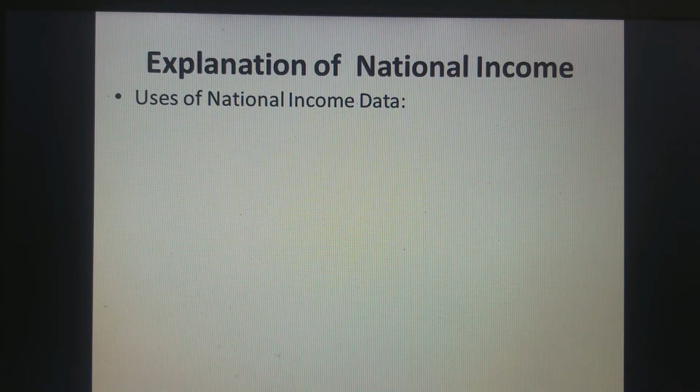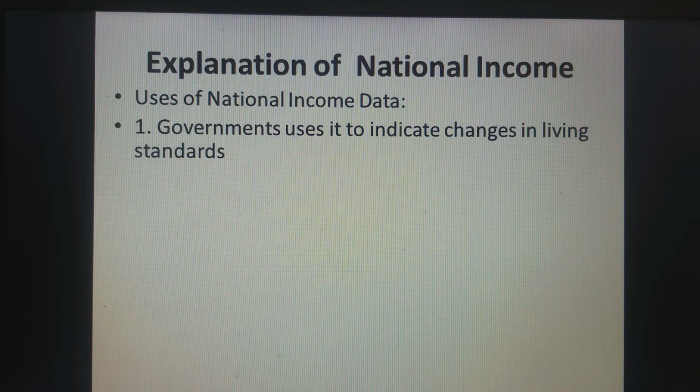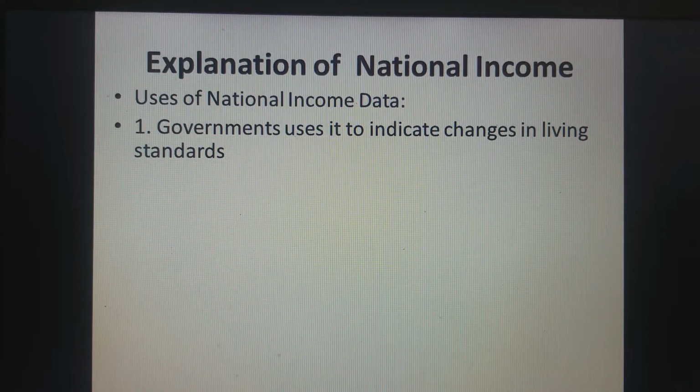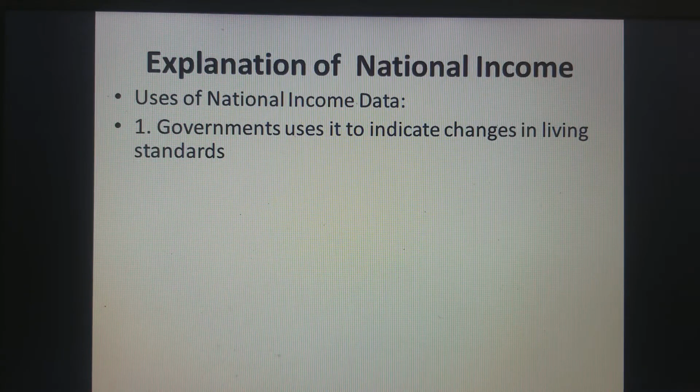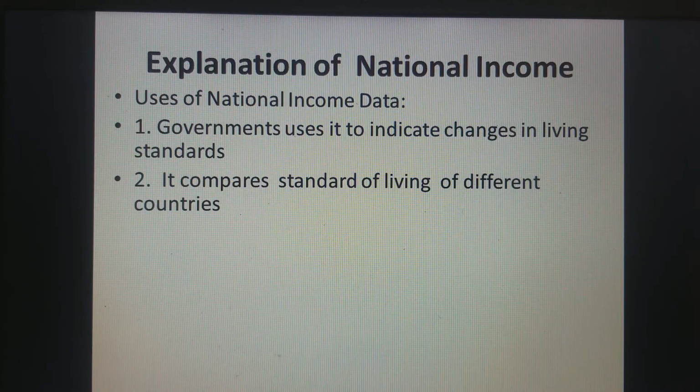Now, uses of national income data. What is it used for? Government uses it to indicate changes in standard of living. So it's a guide to see the movement in standard of living in the country. It compares the standard of living of different countries.